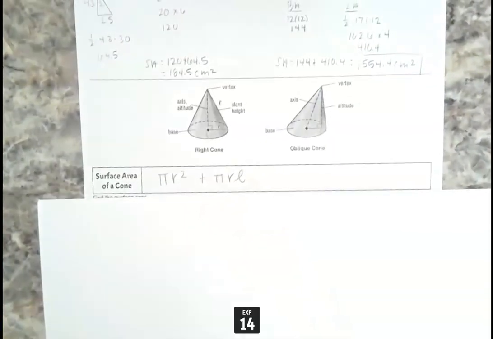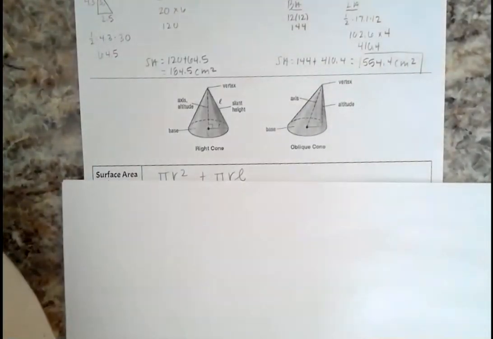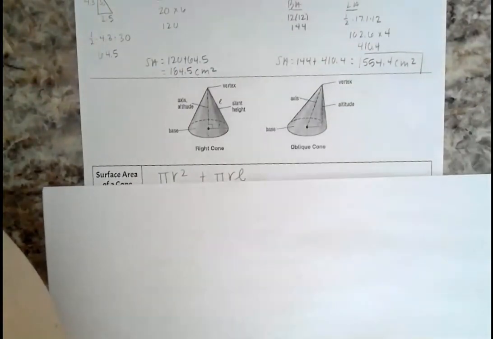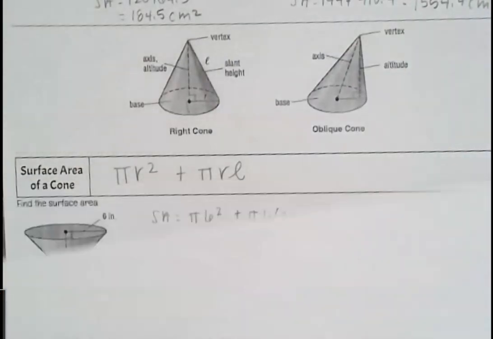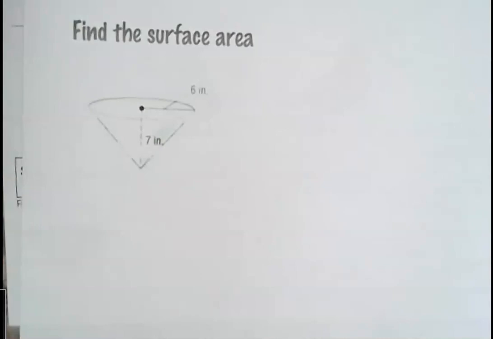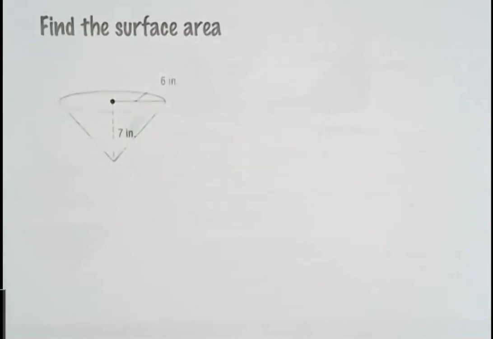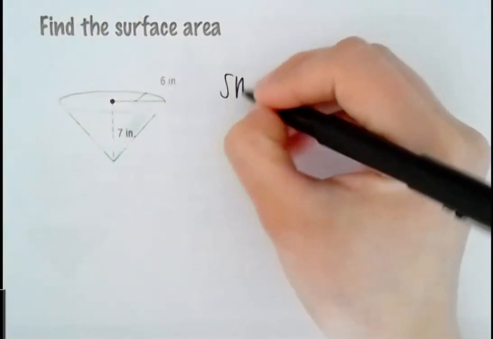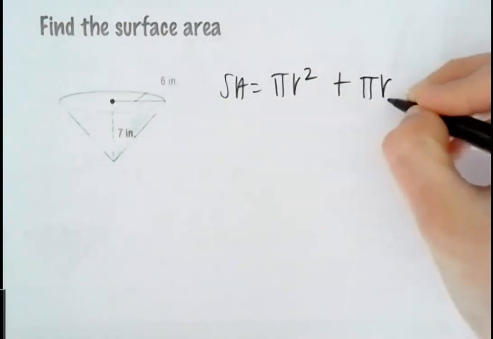Okay, so the formula to find the lateral area, that fan, is pi r l. Pi times your radius times your slant height. Okay, so jot that down, and then we will do this last example together. So it says find the surface area. Strictly plug into the formula. Our surface area formula is pi r squared plus pi r l.